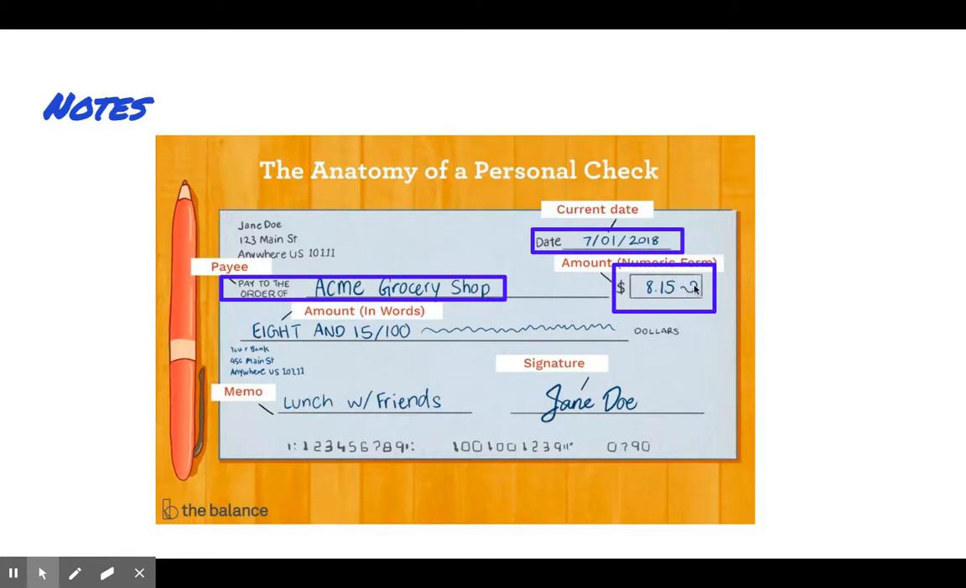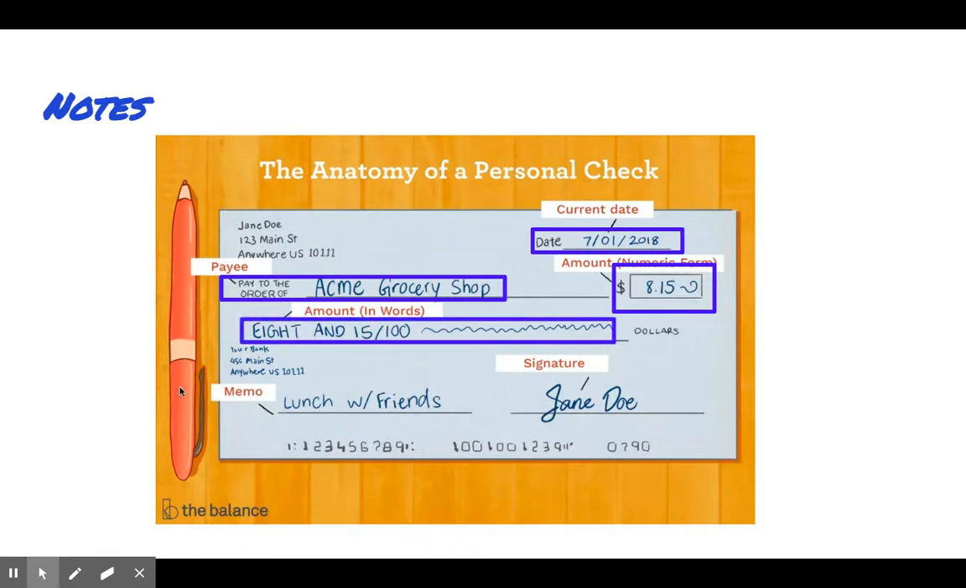You want to make sure you use this squiggly line after so that nobody can add anything extra. You don't want anybody to accidentally put a little comma and add some zeros. So you want to make sure you write it exactly as $8.15, and then you want to use those squiggly lines afterwards.